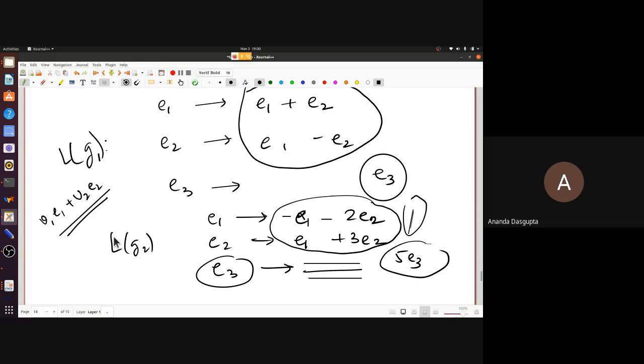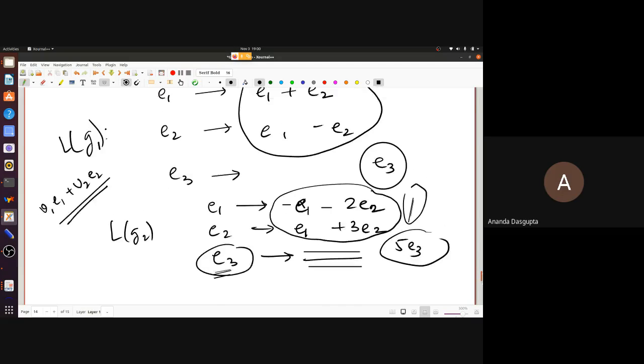Although your space is three-dimensional, when you start with any vector in the 2D subspace, you stay within that 2D subspace. Whereas if you start with vectors in the 1D subspace spanned by E3, any multiple of E3, and you apply LG1, LG2, LG3, all of them, you will get a multiple of E3 back. So the one-dimensional subspace spanned by E3 is also invariant under this. And the moment you have invariant subspaces, you end up with a block diagonal structure, provided you have chosen your basis correctly.